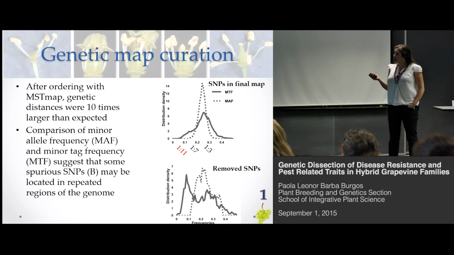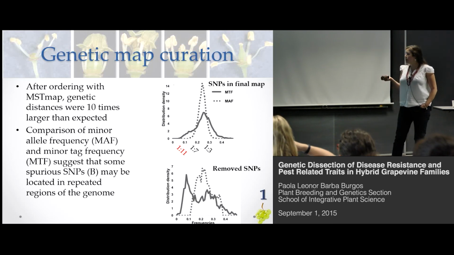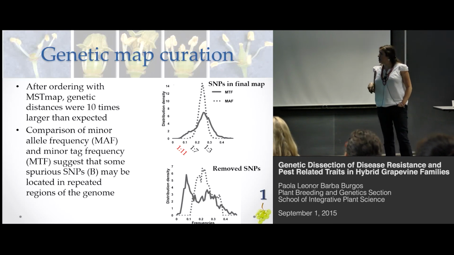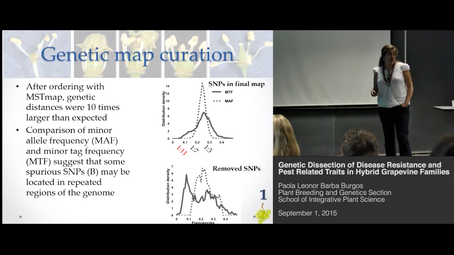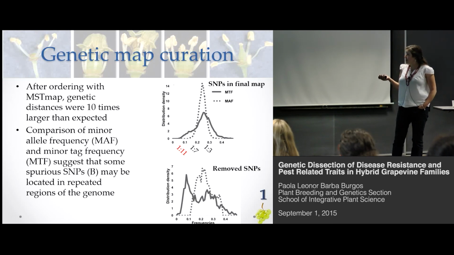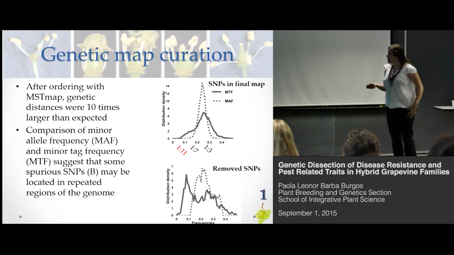But after we did the curation for all these maps, we compared the results. One of the questions was whether these markers were located in repeated regions of the genome, or in regions that don't look repeated in the reference genome. In order to assess if the markers are located in repeated regions, you cannot look at the minor allele frequency. You need to look at the minor tag frequency. So you need to go to your BCF file and look at the proportion of the tags.